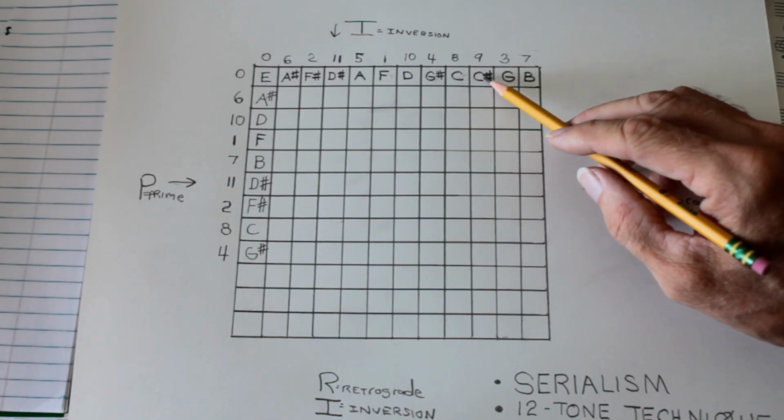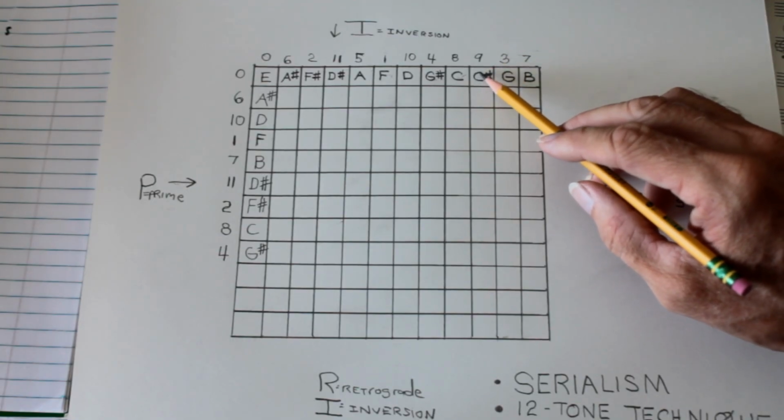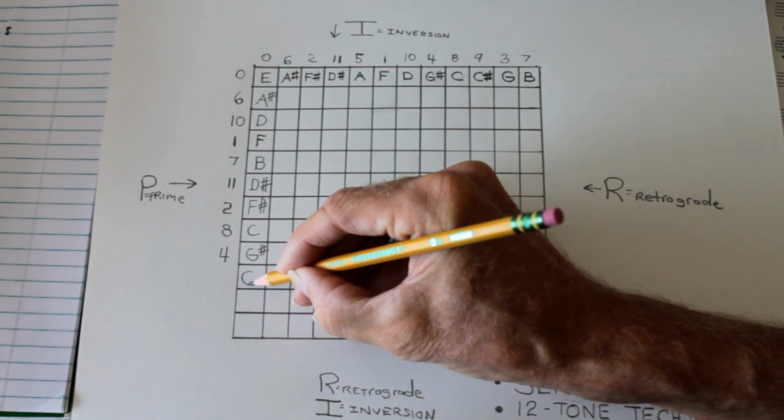Okay, so what we need to go to 9, right? Yeah, okay, 9 plus 3 is going to be 12. So that would be a regular G there.